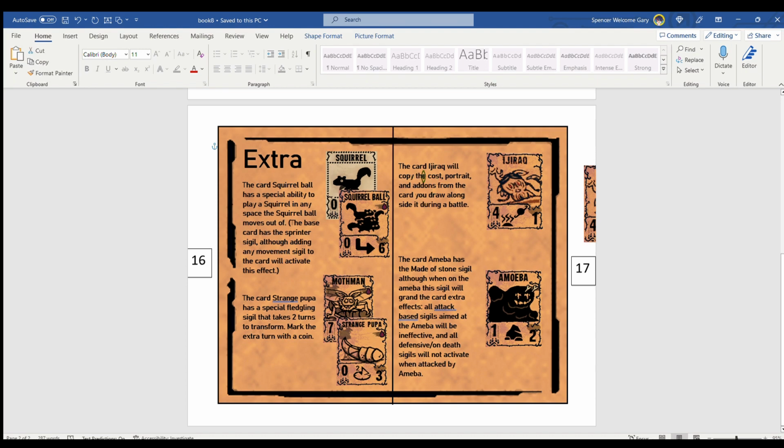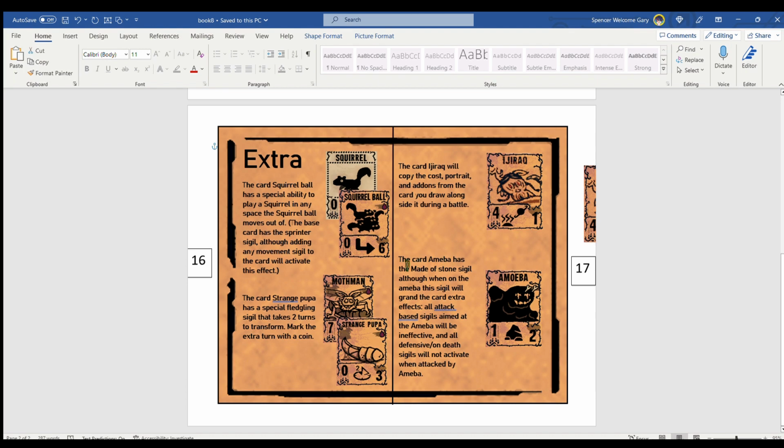But the card Easy Rock will copy the cost, portrait, and add-ons from the card you drew alongside it during battle. But instead of being whatever stats it has, it'll be a 4/1 with Stinky. And this sigil just means that you can't add add-ons to the Easy Rock itself.